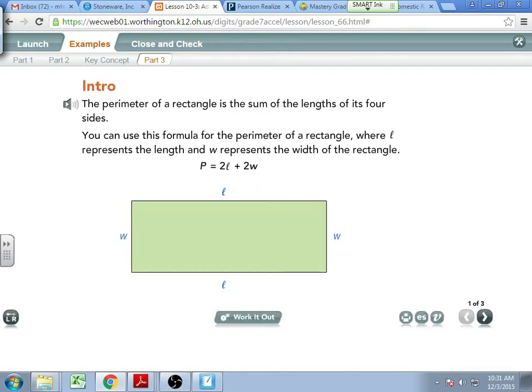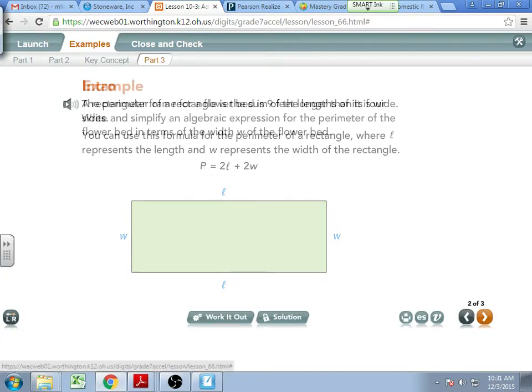The length is 9 feet longer. We know to find perimeter, it's 2 times the length and 2 times the width, because there are 2 lengths that are identical and 2 widths that are identical.